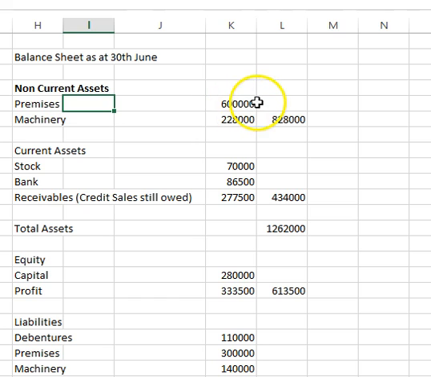The first one we looked at, you'll see in the question, is where we purchased the premises. The premises value does not depreciate, and in this case it is just held at the cost of 600,000, and we just note it as that. The next non-current asset that we have is machinery.